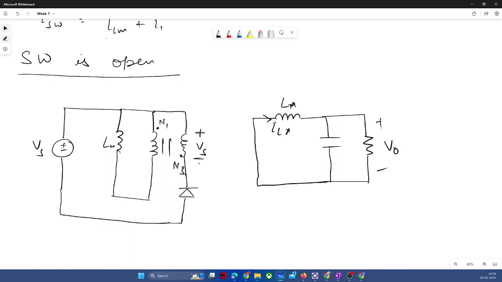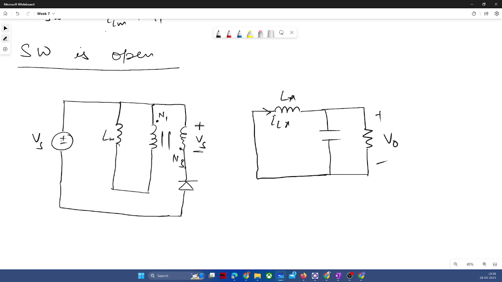Now, this Vs will see here. I think something is wrong, so let me check. Is the diode direction correct? Yes, sir. Okay, so this negative will appear across the cathode and positive across the anode, and this N3 voltage Vs will be induced along the primary side. So V1 will be equal to Vs into N1 by N3.